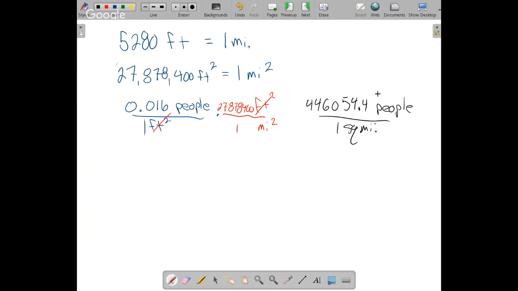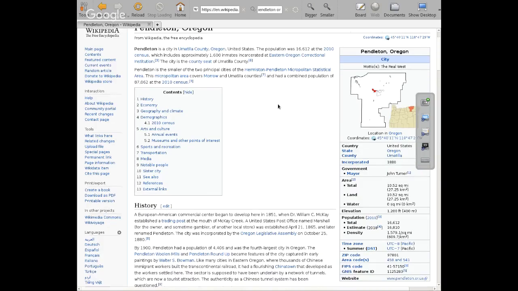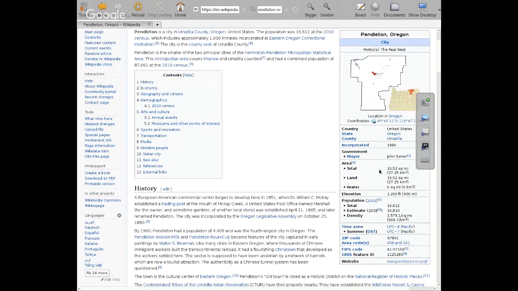All right, so in the room it doesn't seem too crowded, but in a square mile, 400,000 people. What is that like? I'm curious. What does that really mean? Let's think about something. I live in the town of Pendleton. I looked up Pendleton, Oregon on Wikipedia. Let me blow this up. It says Pendleton has a total area of about 10.5 square miles.